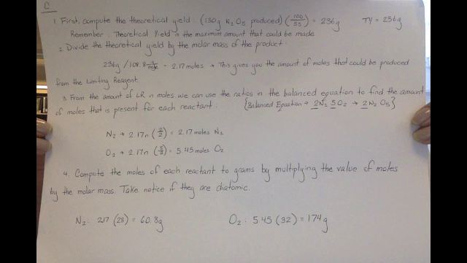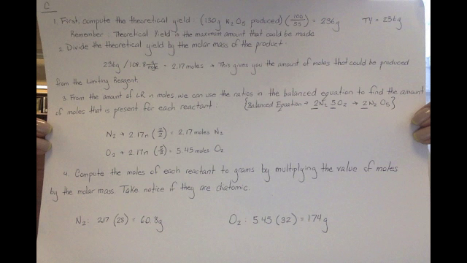The next step is to divide the theoretical yield by the molar mass of the product to give you the amount of moles that could be produced from the limiting reagent, which is actually the amount of moles that could be produced from the reactants. We are able to calculate 2.17 moles from dividing 236 grams by the molar mass of 108.8 grams per mole.